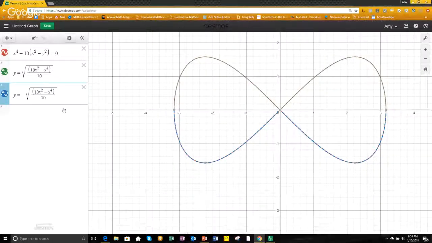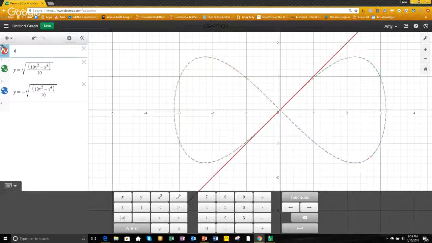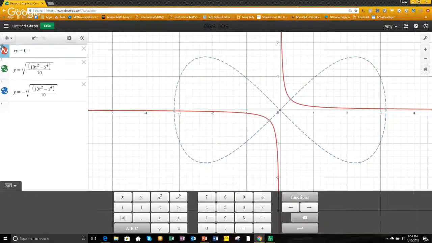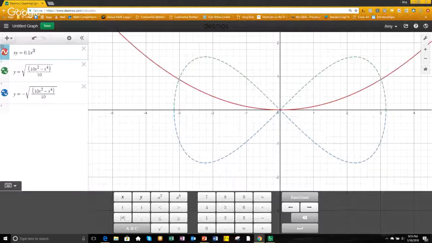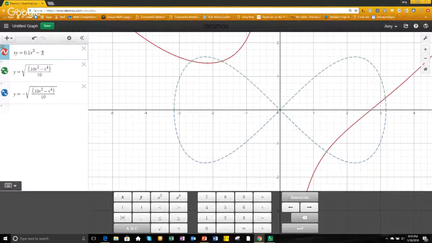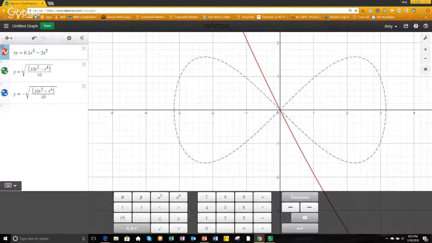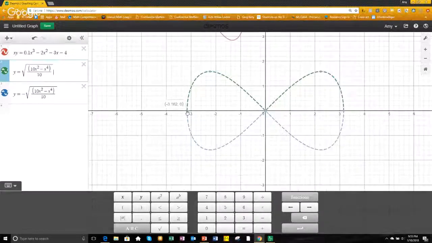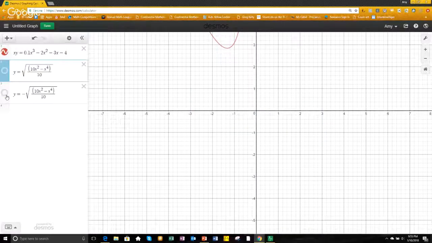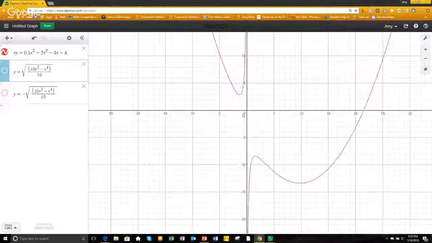All right, so let's see what that one looks like. The trident of Newton. Okay, so it's going to be x times y equals 1x to the third minus 2x to the second minus 3x minus 4. All right, and we can't see it right away. I'm going to make these undone here so we can see it. All right, so there it is.